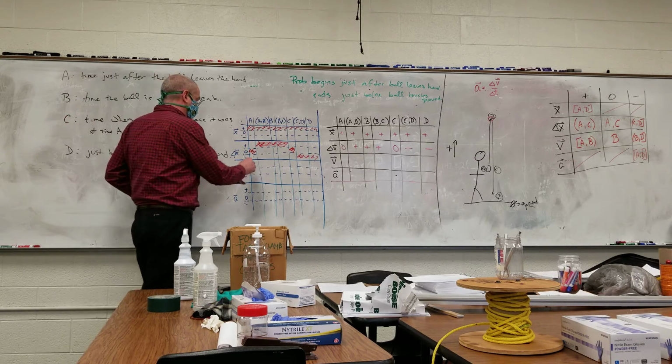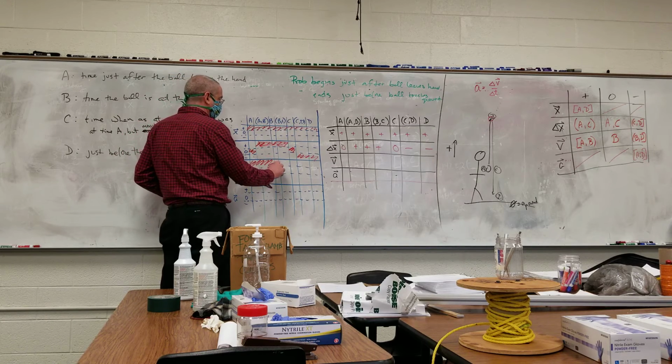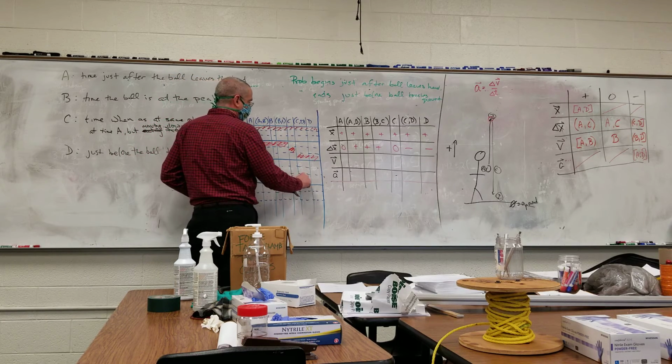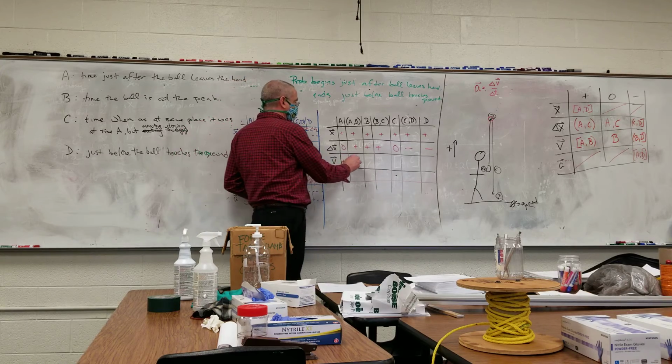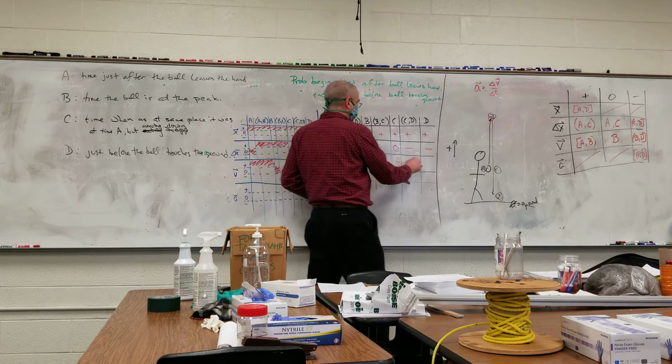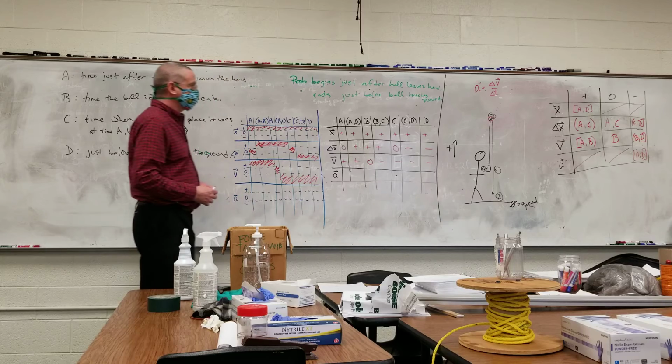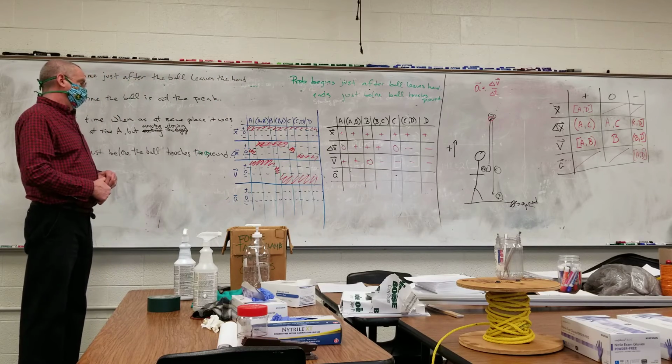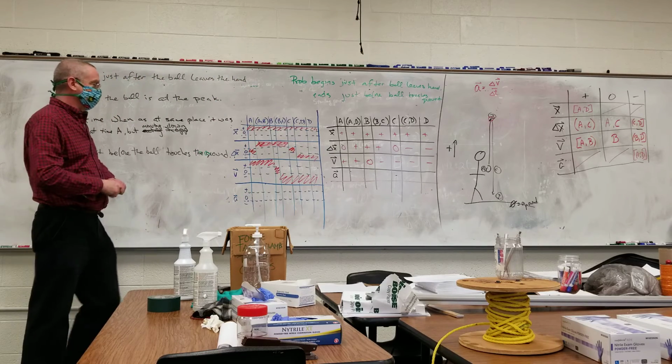Velocity was positive on the way up. It stops at B, and then it's falling. So this is positive, positive, 0, negative, negative, negative. And then acceleration was negative the entire time.